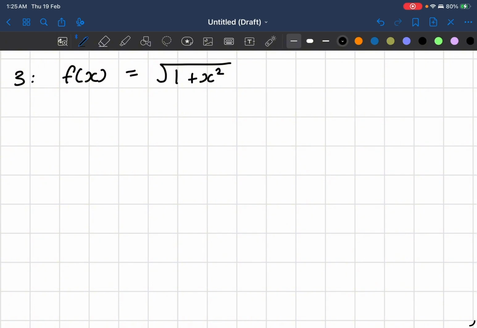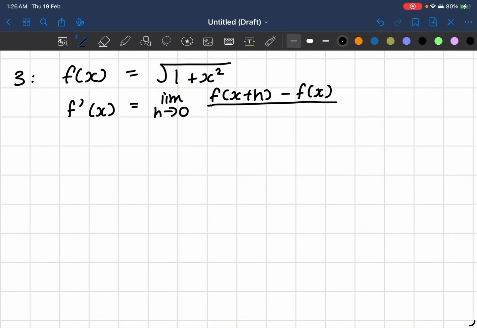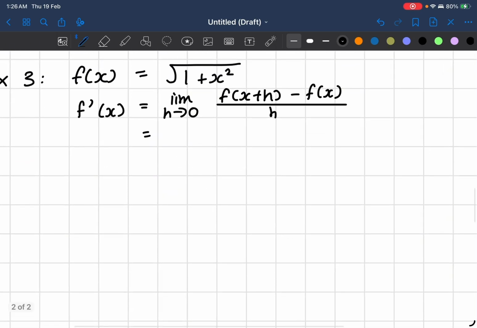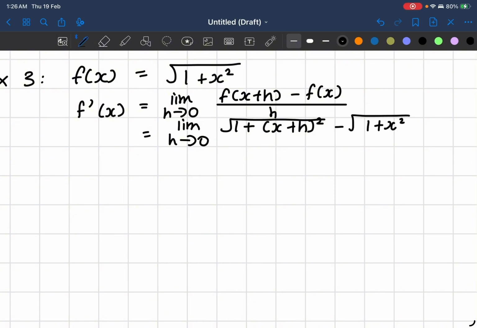So, first of all, as always, we need to write down the formula again. So f prime of x is equal to limit of h to 0, and then f of x plus h minus f of x all over h, right? Now, as we've been doing for the other questions, we need to replace x here with x plus h, right? So let's do that. So we can just copy down the limit again, and we can write 1 plus x plus h squared minus 1 plus x squared, which is just the given function. And then we can divide all of this by h.